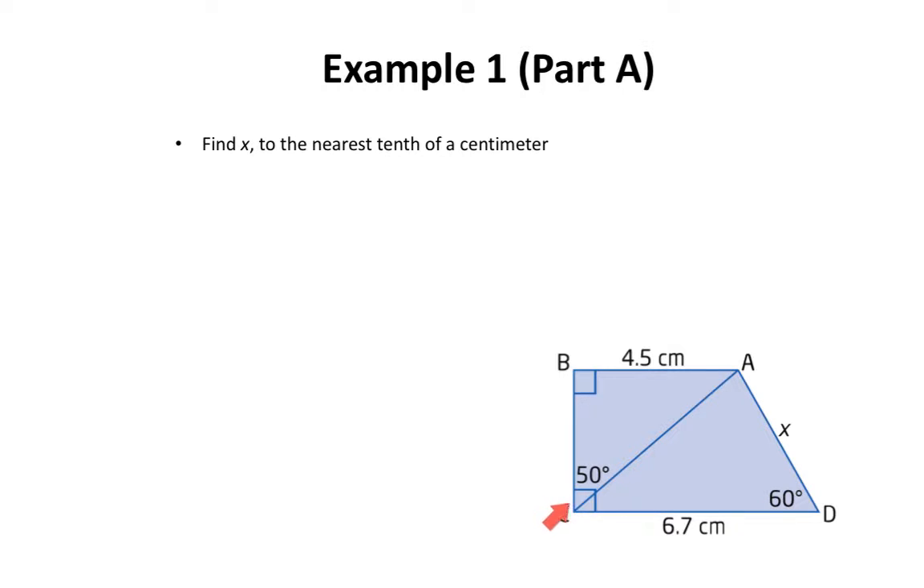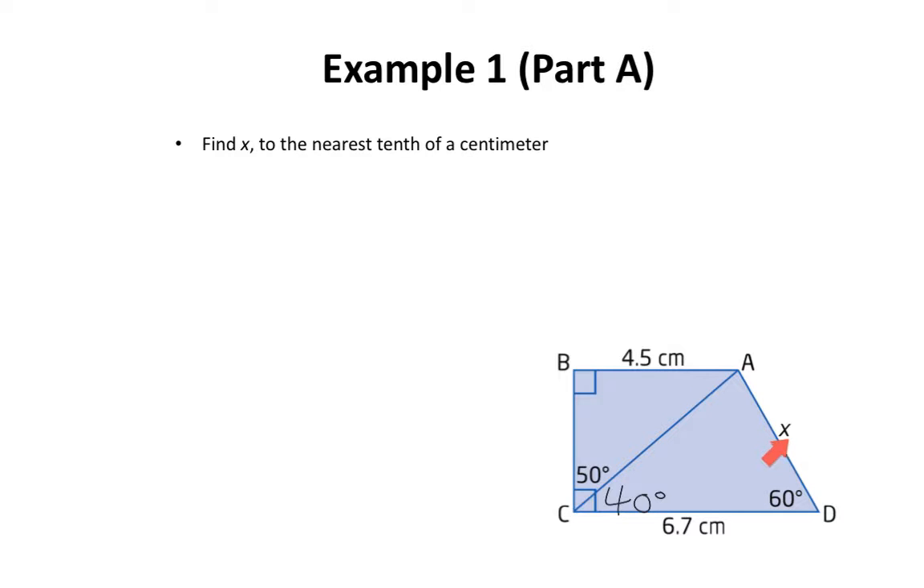So as you can see here, this is indicated to be a 90-degree angle. However, this is a 50-degree angle. Therefore, using some simple arithmetic, you can quickly figure out what the other angle is, and that angle happens to be 40 degrees. So that might become useful down the road.